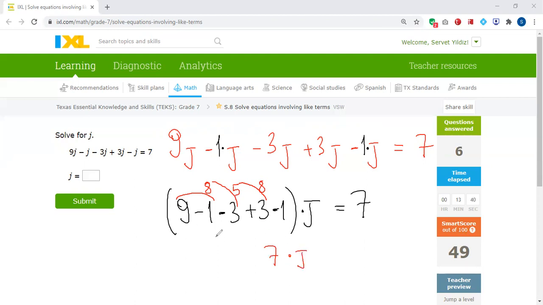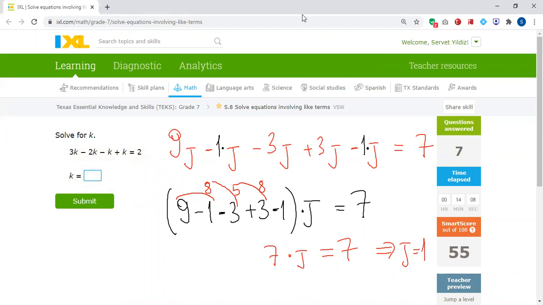So inside the bracket we have the number 7. 7 times j is equal to 7. So here j must be 1. j is going to be equal to 1 because 7 times 1 is equal to 7. So j is equal to 1.